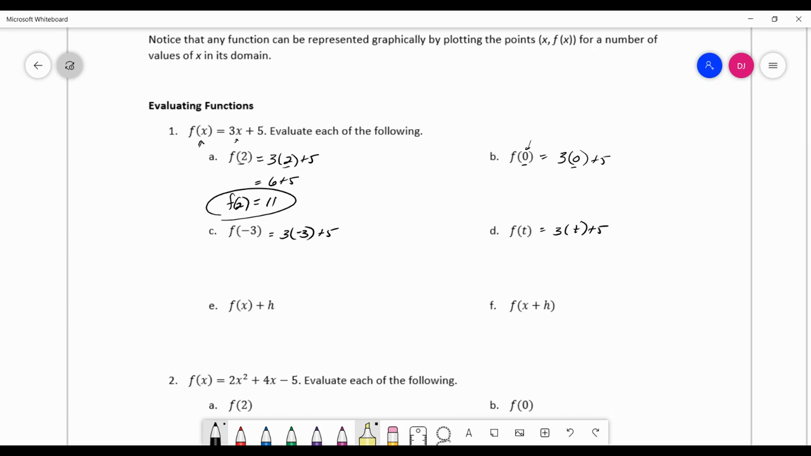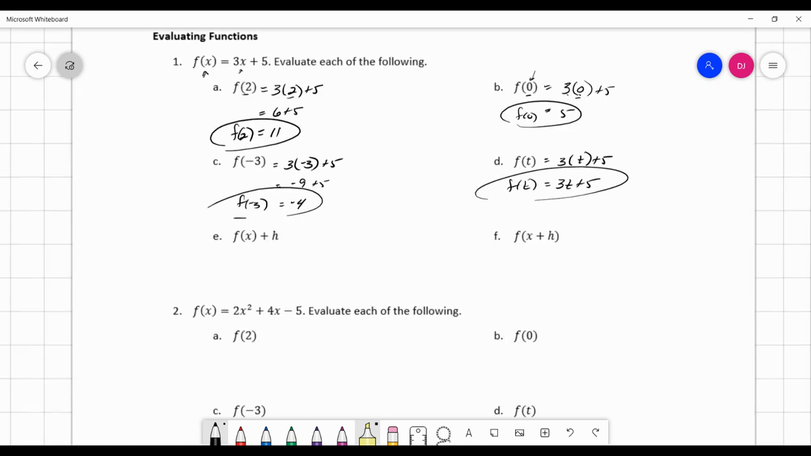Now I can evaluate these. 3 times 0 is 0 plus 5 is 5. So f of 0 is 5. 3 times negative 3 is negative 9 plus 5 is negative 4. So f of negative 3 is negative 4. Now in this case, f of t equals 3t plus 5. 3 times t is 3t plus 5. So f of t is 3t plus 5. It's pretty much just a change in the variable in that case.